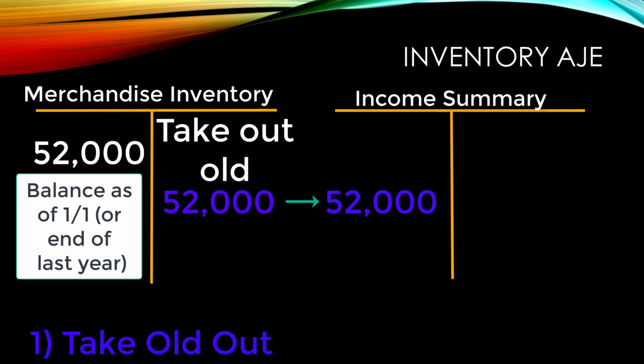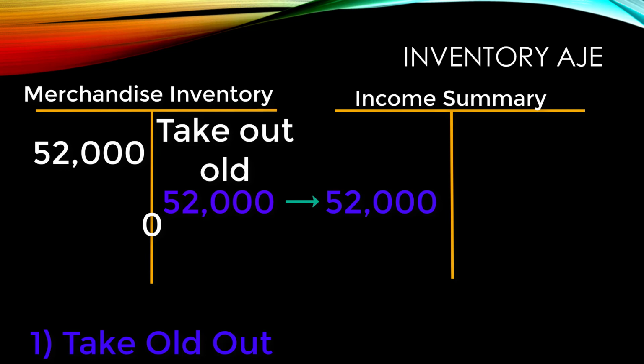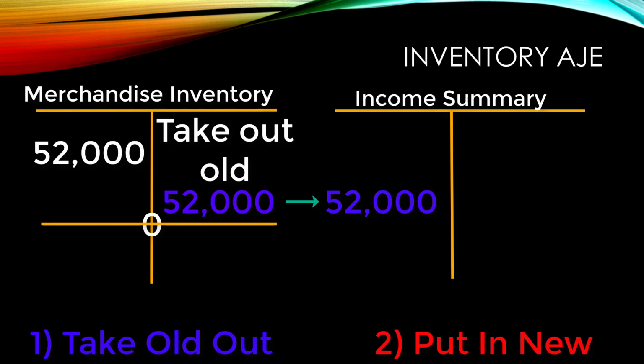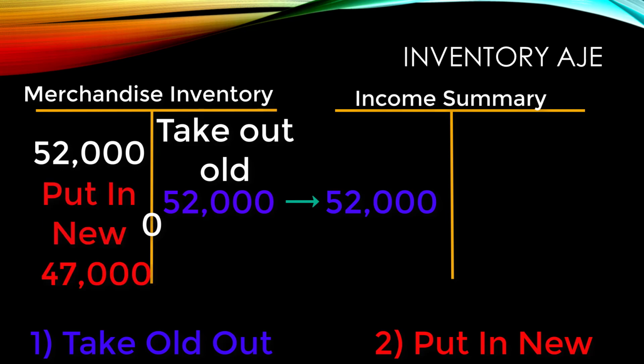Now you will see that merchandise inventory is zeroed out. Now that we have a zero balance, let's put the new inventory of $47,000 back in. How do we do this? We debit the merchandise inventory account and credit the income summary. These two balances will both be transferred to the worksheet.